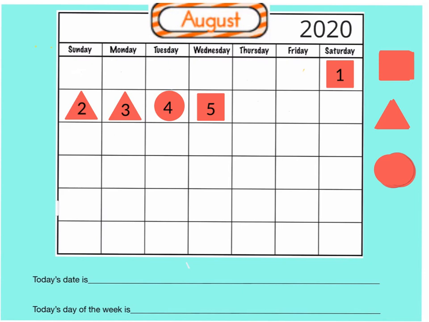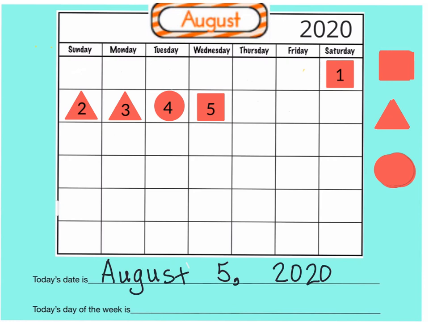So when I spell August, I need to start with what kind of letter? A capital letter. So I have A, U, G, U-S-T, and then I put a finger space, and then what's the number on the date tag? A 5, so I'm going to write a 5, and then I need my little comma, and then I need another finger space, and then what's the year? 2020.